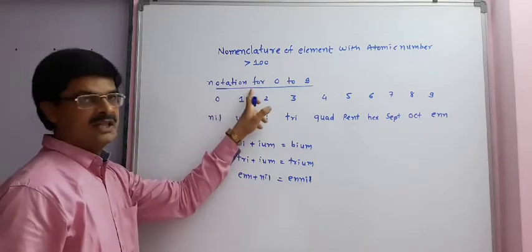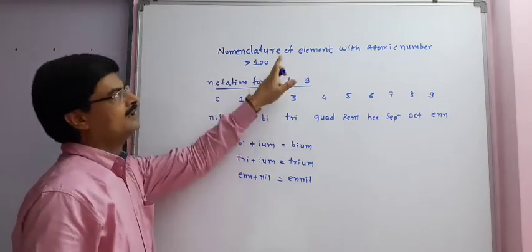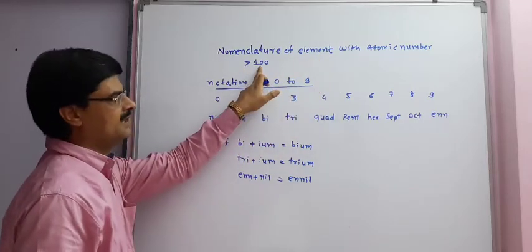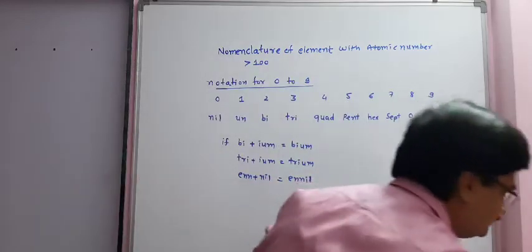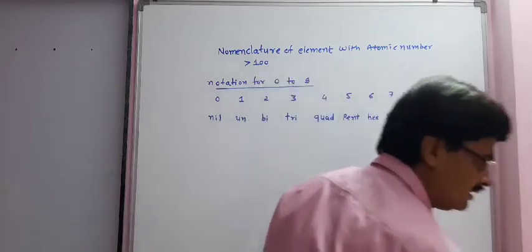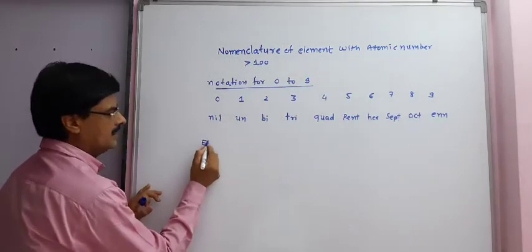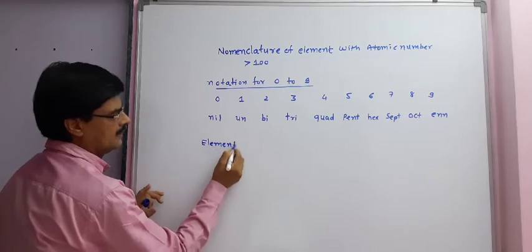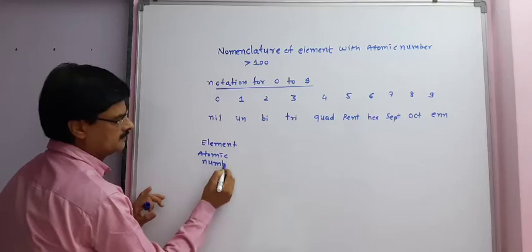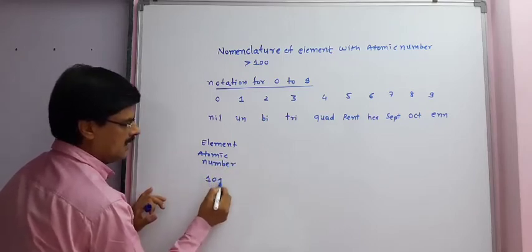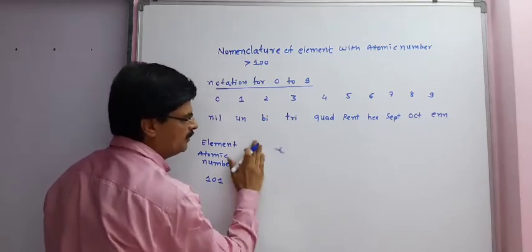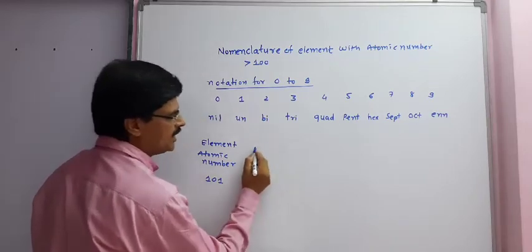After writing this notation, how to write the nomenclature of element with atomic number Z greater than 100, that we are going to understand. Element atomic number 101. Before we write the symbol, the notation. What is notation useful?